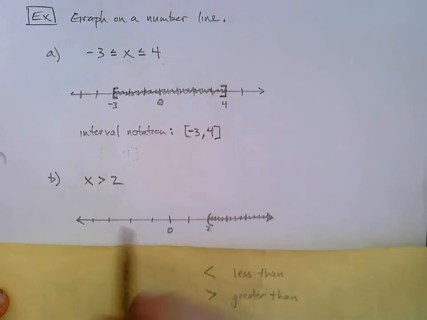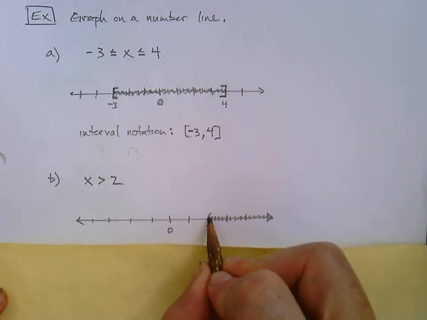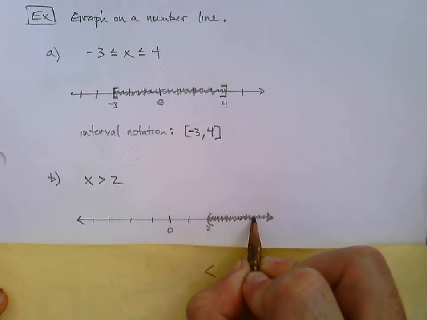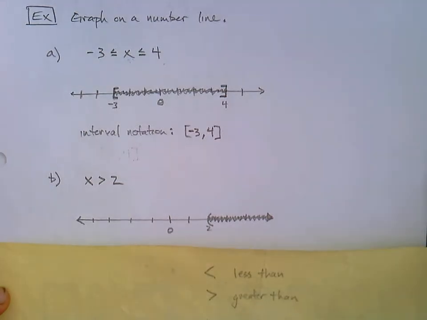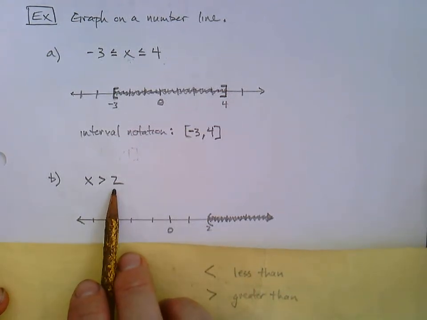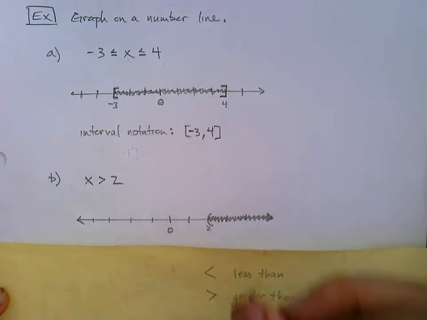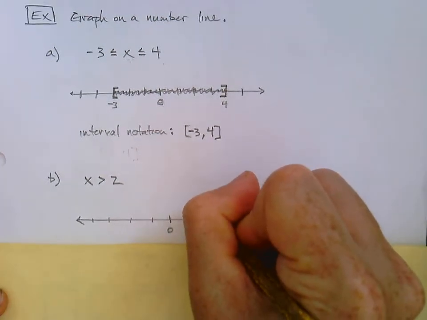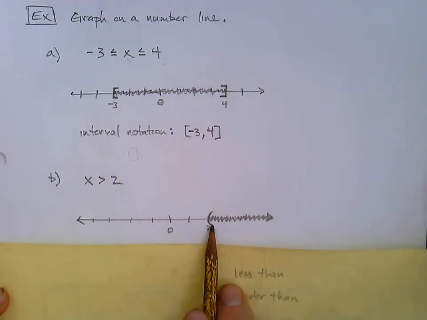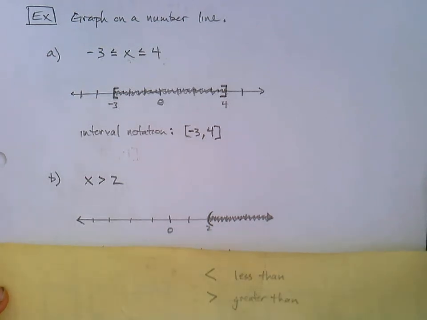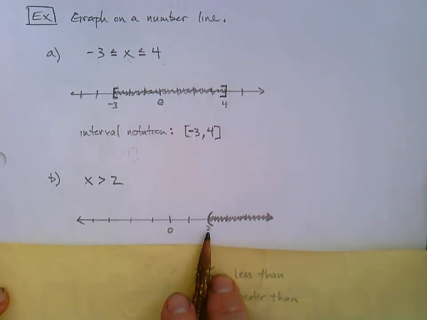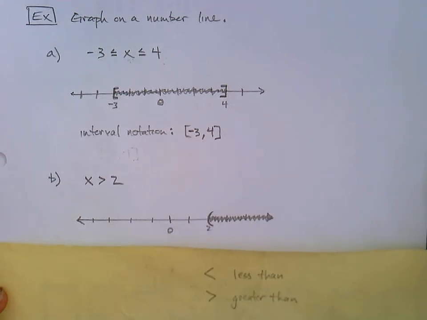All right, since it's greater than, we're going to shade everything bigger than 2. So that's definitely there. But now we want to be clear that 2 itself is not part of this, because x has to be bigger than 2. It can't equal 2. So to do that, we put this round parenthesis pointed in the direction of the shading. So then people know that's a way to indicate everything up to here, but not to itself.